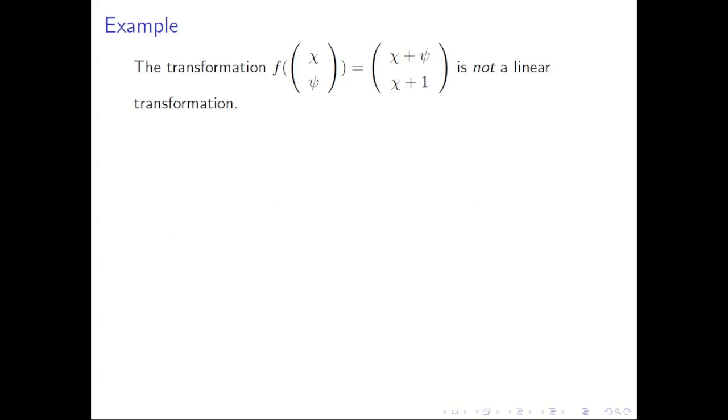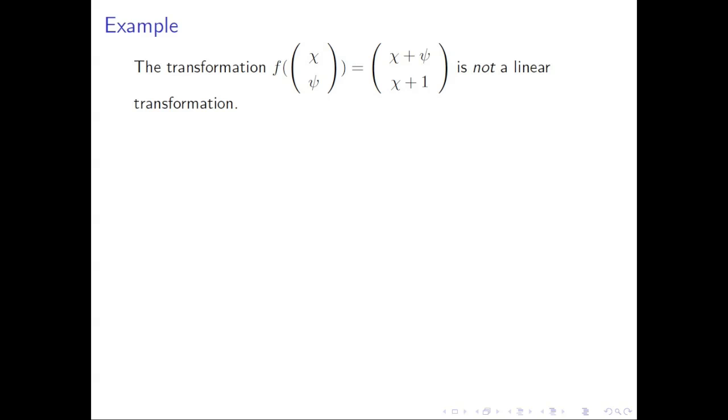Let's look at how to show that a vector function is not a linear transformation. Here is the vector function that maps a vector of two components, which we will call chi and psi here, just to be different, to a vector with chi plus psi as the first component and chi plus 1 as the second component. Now, I happen to know that this is not a linear transformation. We will later see a systematic way of determining this. For now, we're just going to prove it.